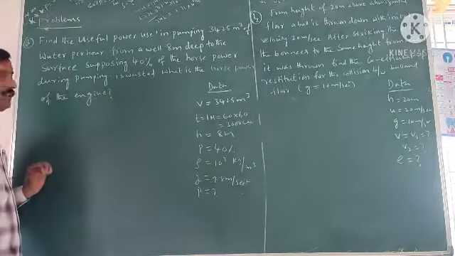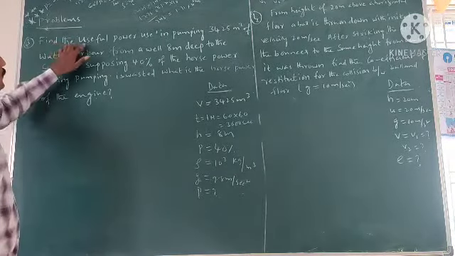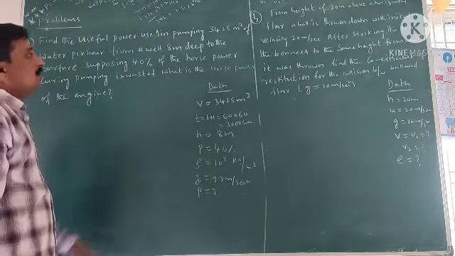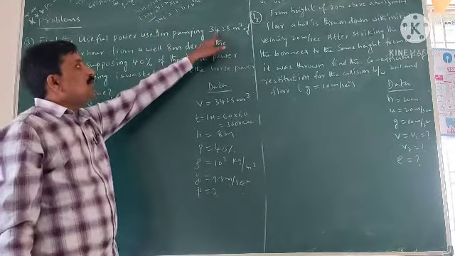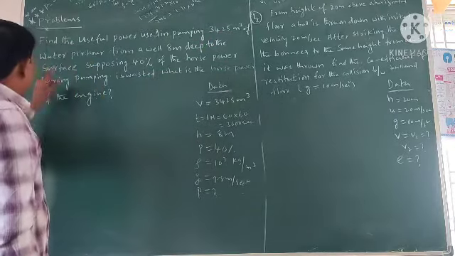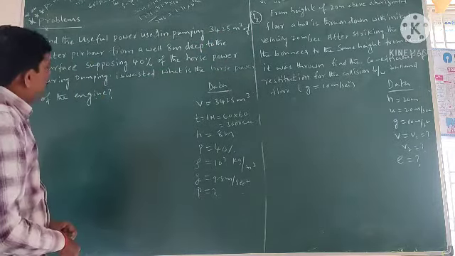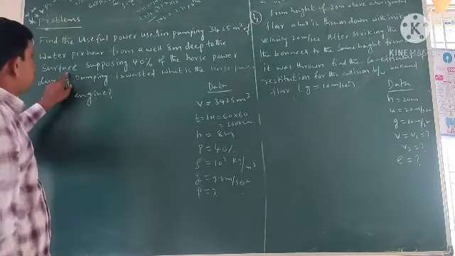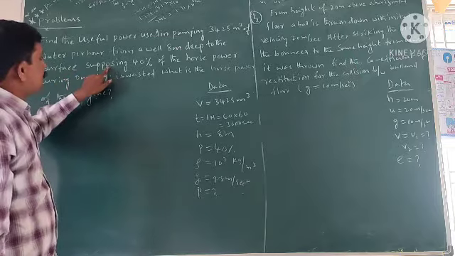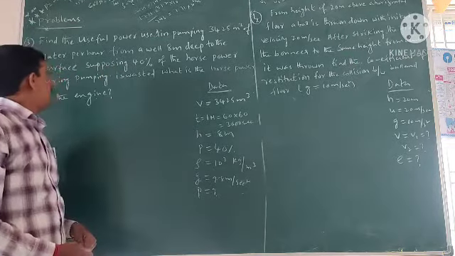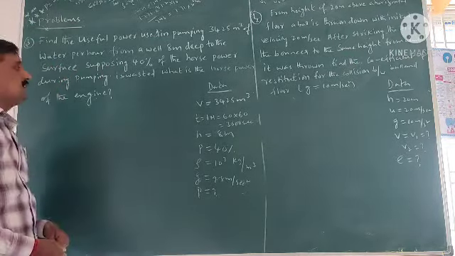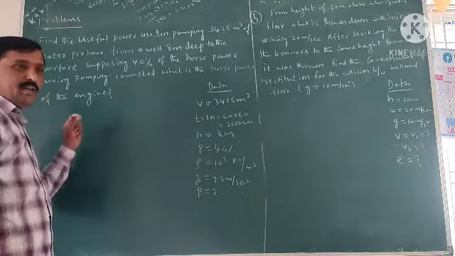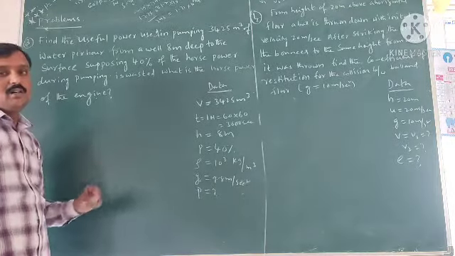Next problem, third one. Find the useful power used in pumping 3425 meter cube of water per hour from a well 8 meter deep to the surface. Supposing 40% of the horsepower during the pumping is wasted, what is the horsepower of the engine? Find out the engine power in horsepower.